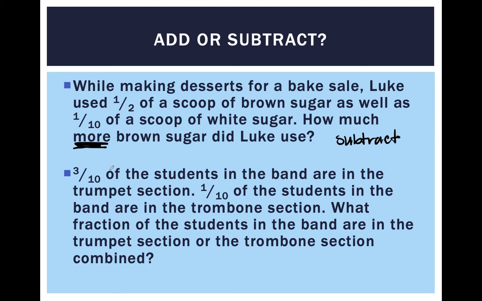In the second example, 3/10 of the students in the band are in the trumpet section. 1/10 of the students in the band are in the trombone section. What fraction of the students in the band are in the trumpet section or the trombone section combined? Here the key word is combined, which means to add. So just look out for those key words so you know with a word problem which operation to solve.